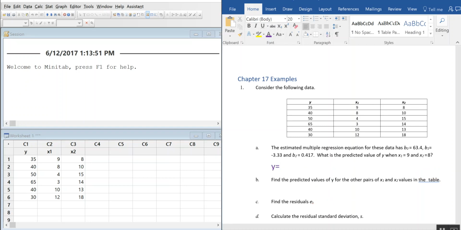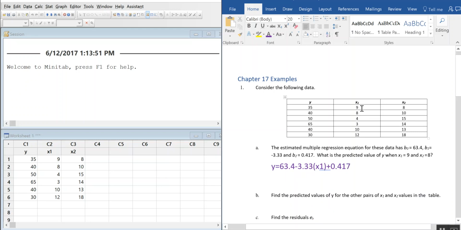Anyway, so y is equal to, and now I need my intercept, which is b0, so 63.4 plus whatever b1 is times your first variable, which was x1. Now, my b1 is negative, so instead I'm going to write minus 3.33, because that's my b1, times my x1 variable, plus my b2, which is positive 0.417.